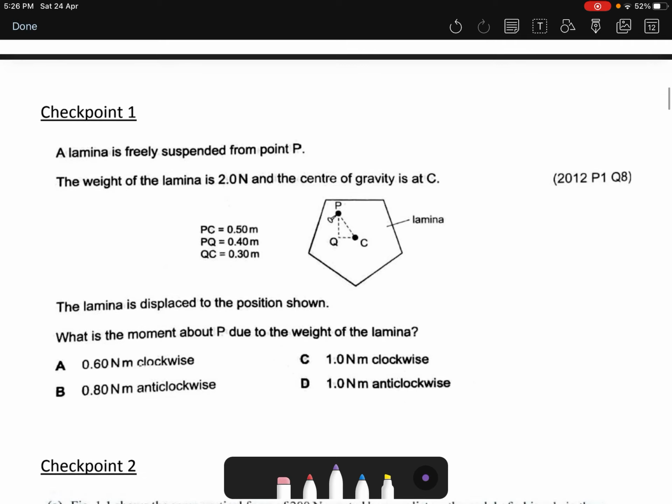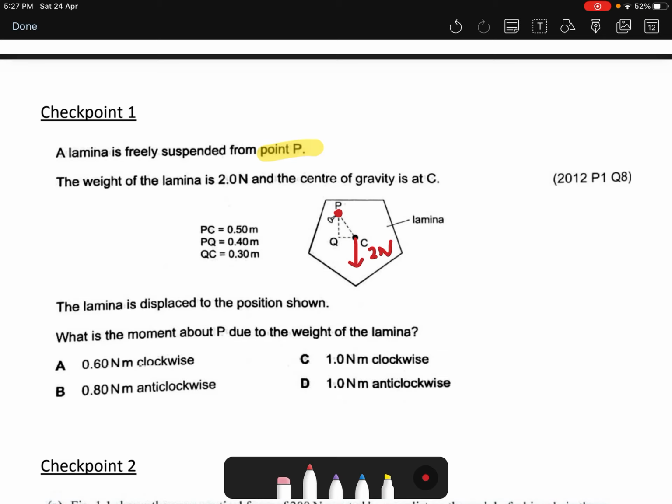So we have a lamina suspended from point P. So point P is our pivot. So we have a weight. The weight of the lamina is about 2 Newton, and the center of gravity is at C. So basically, this is your 2 Newton. Okay, so what is the moment about P due to the weight of the lamina?